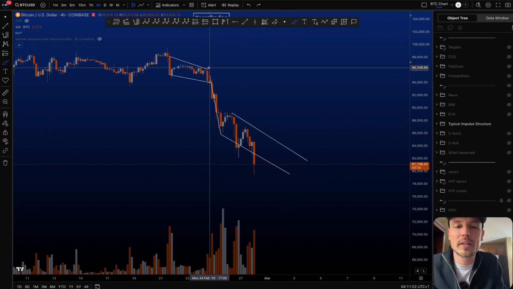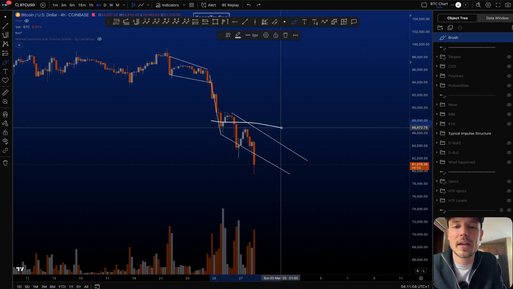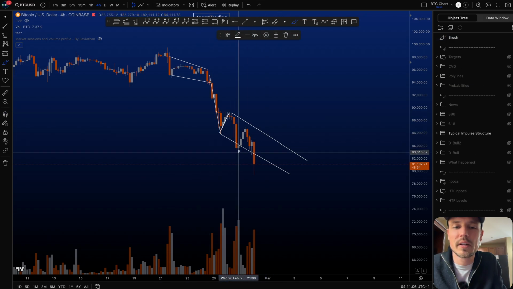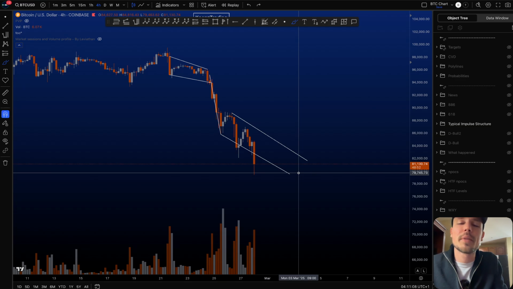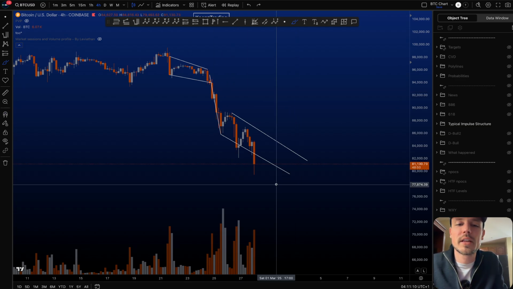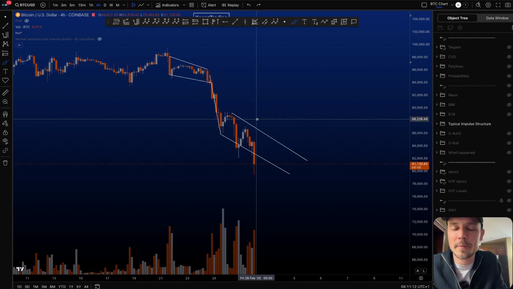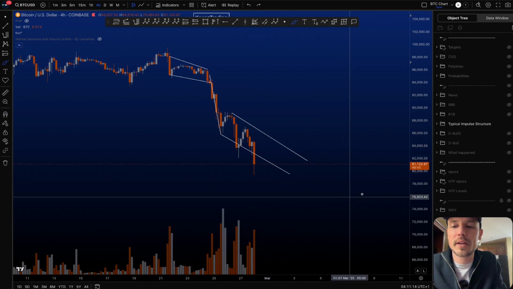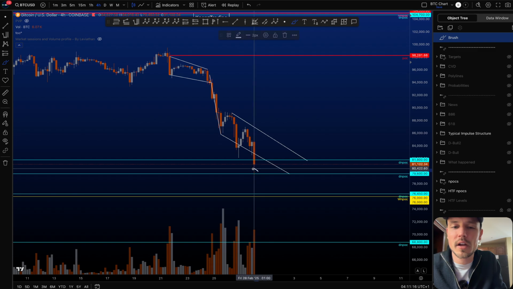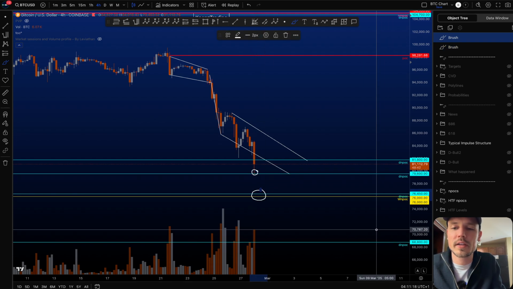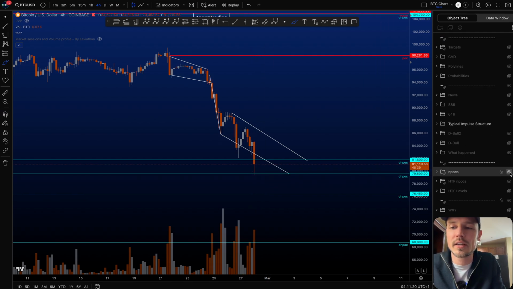But the fact that we had the quick move down without overlap, and now we start to create ranges over here with overlap again, it makes me aware that this move to the downside over here could be ending, and that we are looking for a bit of a bounce. Of course, keeping an eye on the support level over here. 76K is very, very interesting.